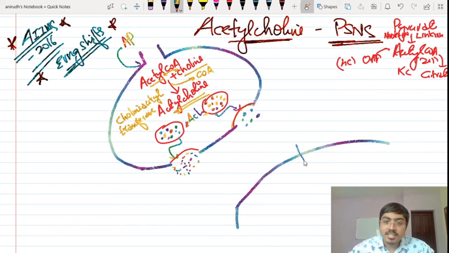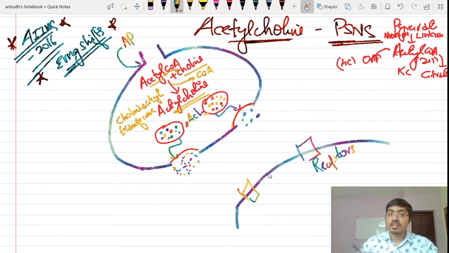So these are your receptors, this is also your receptors. I don't want to go into details of the receptors. You have a lot of receptors over here: nicotinic receptors, muscarinic receptors. We don't want to go into those details. You can learn that in the second year of your MBBS. So these are your receptors.